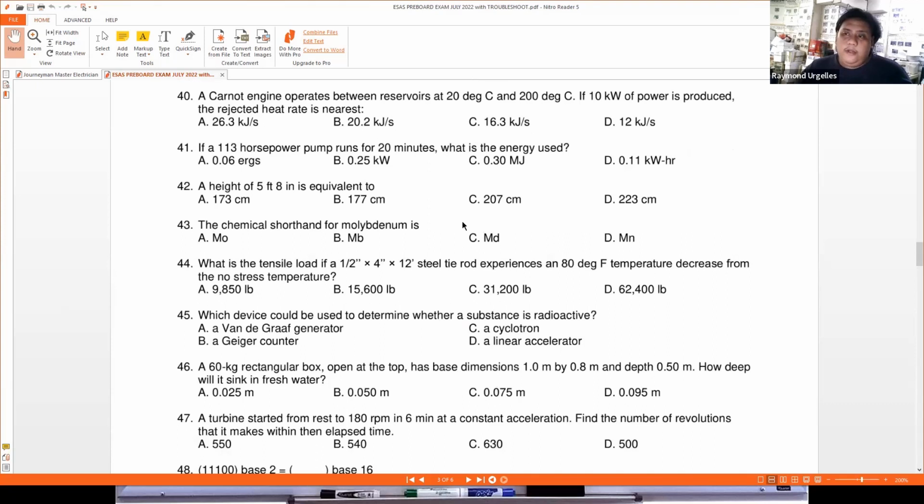No? So again, meron sa ating given a low temperature reservoir, 20 degrees Celsius, high temperature reservoir, 200 degrees Celsius, and 10 kilowatts of power is produced. So this is the work output, diba, so of the heat engine. So the rejected heat rate, so rejected heat rate is Q sub L, diba? Or yung Q sub L dot. So kasi heat rate yung tinatanong dito.